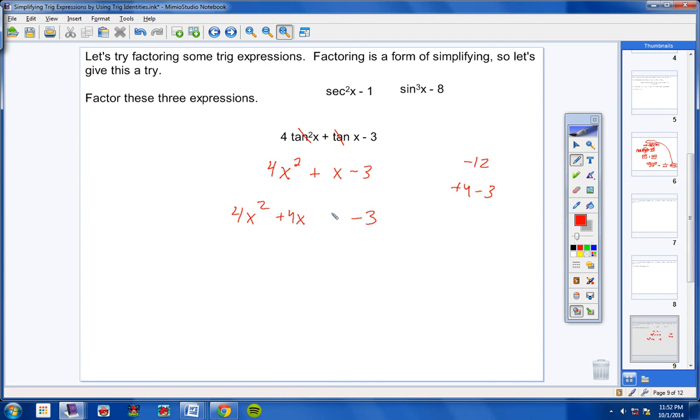Now, I warned you guys during the first week of school that I was not going to reteach factoring, okay? So I'm going to keep moving, okay? All right, pull out what's common in the first two terms, 4x, and you're left with x plus 1. Pull out what's common here, negative 3, and you're left with x plus 1.